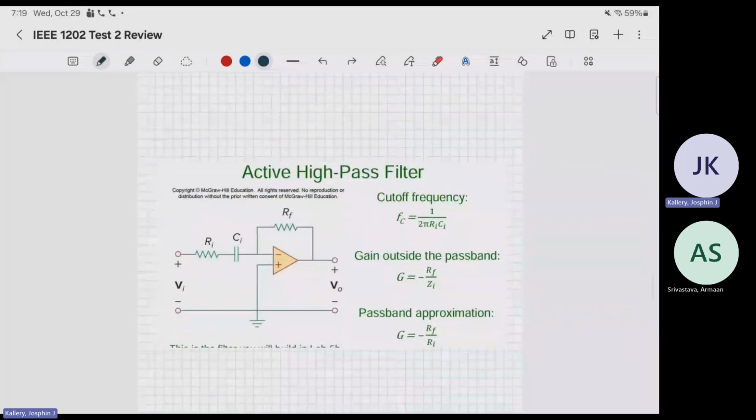Okay. Now we get to high-pass filters. The only difference between high-pass and low-pass filters is where the capacitor is placed. In low-pass, it was right over here. It was called CF. Now it's here before our inverting input, and it's called CI. And you can see that the formulas are very similar. Instead of being RFCF, it's RICI. And the gain, once again, the passband approximation is just the ratio of the resistors.